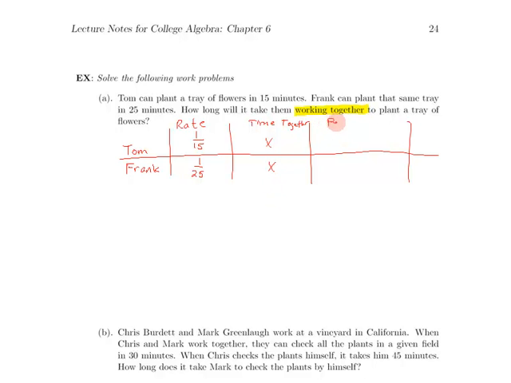Now, how do we get the last column, or the part of the job done? The fraction done by Tom is how fast he works times how long he works. X times 1 over 15 is X over 15. X times 1 over 25 is X over 25. And now last of all, we know that the total job done, that is, if we add what part is done by Tom and what part is done by Frank, we will get one complete job. So that's our equation.